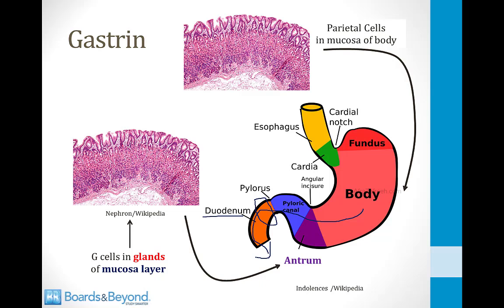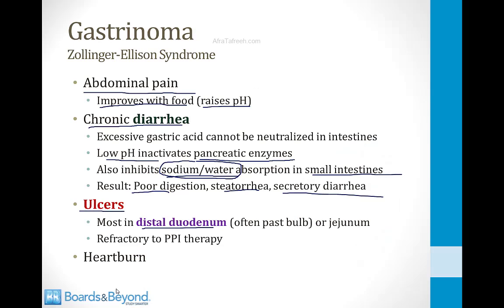And when endoscopists perform an endoscopy and they see ulcers in the duodenum far beyond the duodenal bulb or in the jejunum, one of the things they think about is that the patient may have a gastrinoma and the Zollinger-Ellison syndrome. Another feature of the ulcers in a gastrinoma is that they are refractory to proton pump inhibitor therapy. Proton pump inhibitors are the standard therapy for ulcers, and they don't work in patients who have the Zollinger-Ellison syndrome. And then finally, all that acid in the stomach can get into the esophagus, and this can cause heartburn.